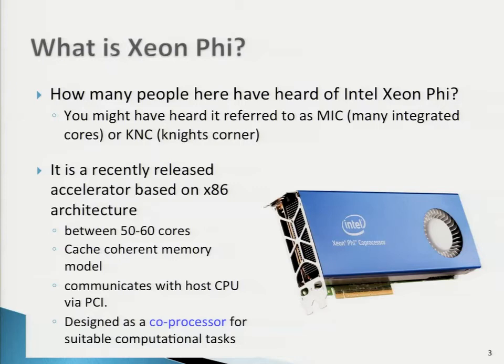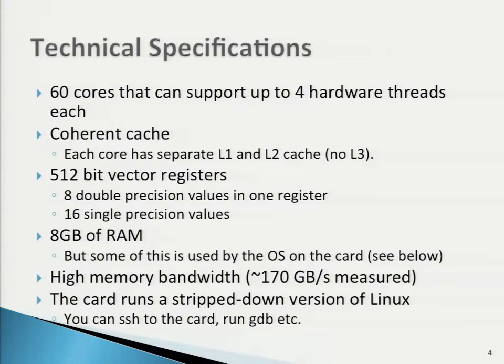It's designed as a coprocessor for suitable computational tasks, and suitable is the key word here. It's designed to be very good at certain tasks in lieu of not being good at some other general computational tasks. So here are some general specifications. It has 60 cores, and each core can support up to 4 hardware threads. So you can have a total of 240 threads on this thing.